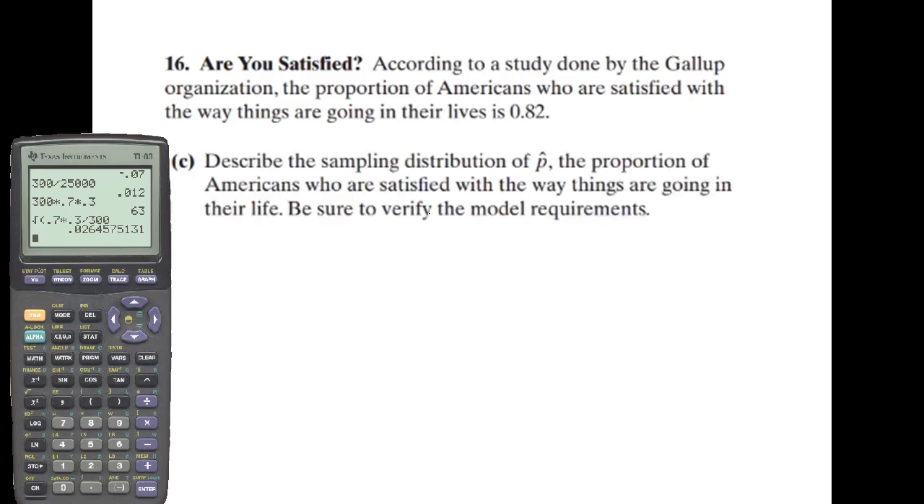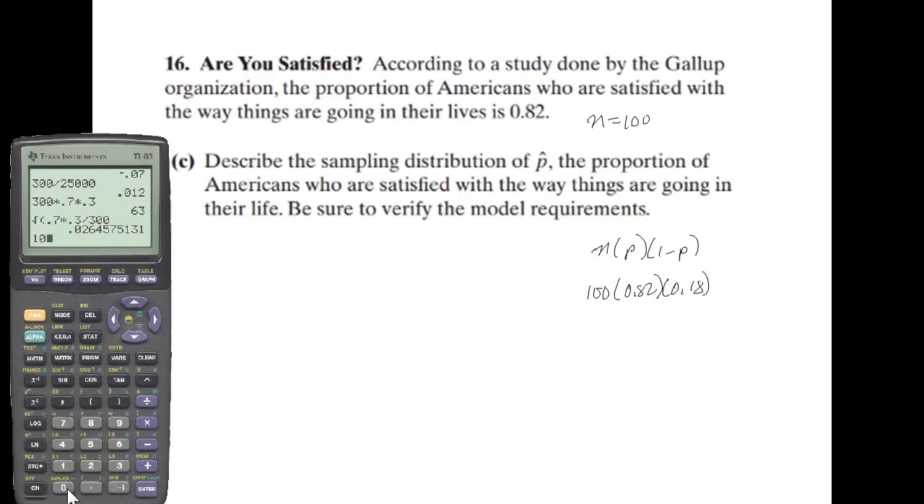Next one here. Describe the sampling distribution of p hat, the proportion of Americans who are satisfied with the way things are going. Be sure to verify your model. I have to remember that n was equal to 100. Well, we can assume that the American population is really big, so a sample of 100 is less than 5%. Then n times p times 1 minus p is 100 times 0.82 times 0.18. Let's go find out what that is.